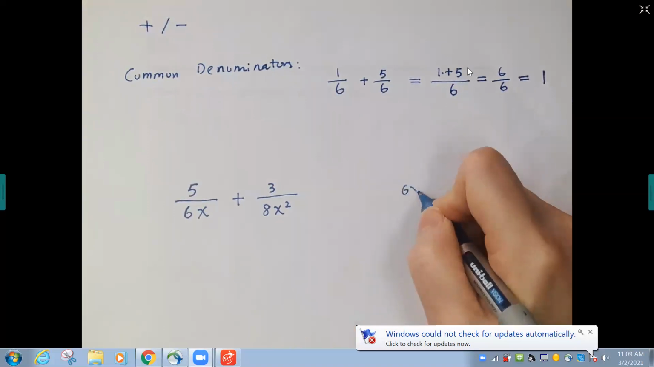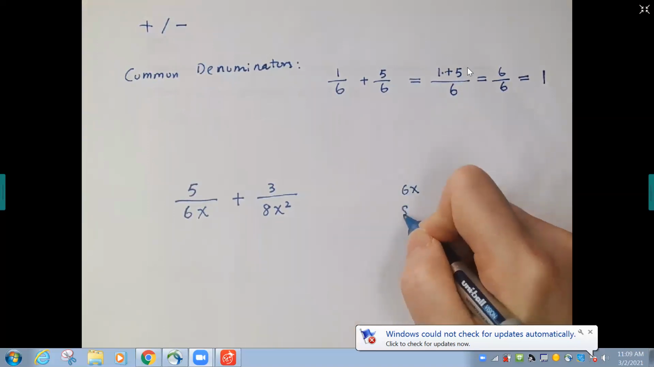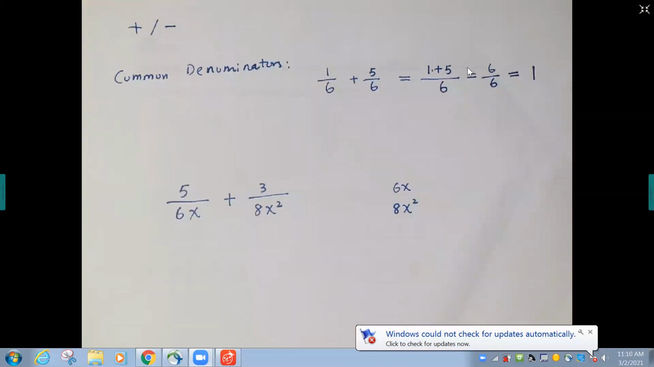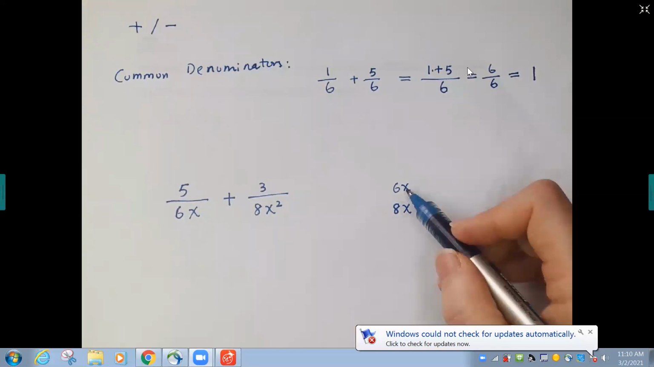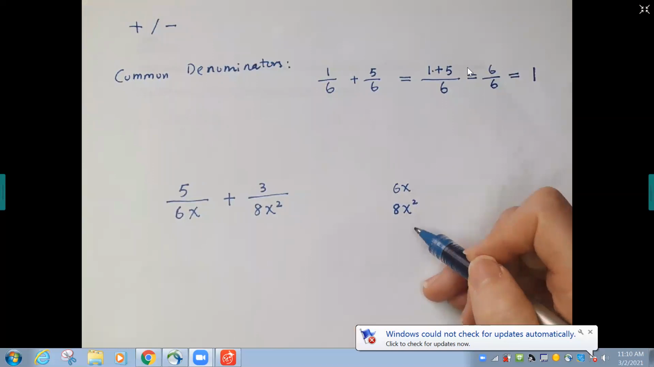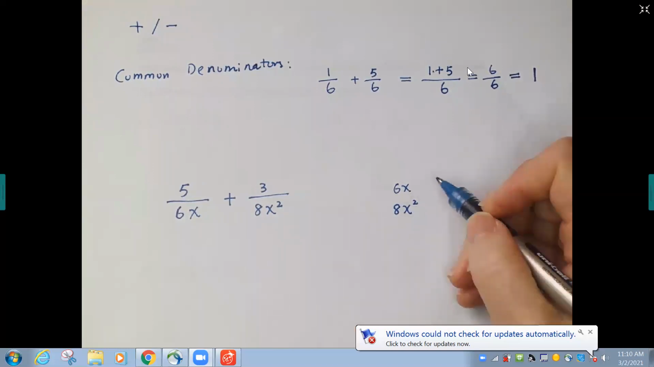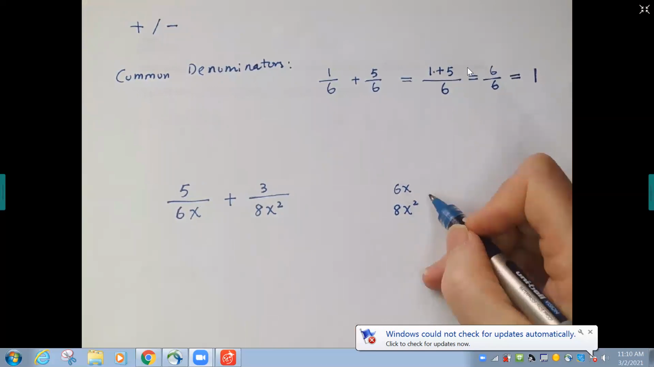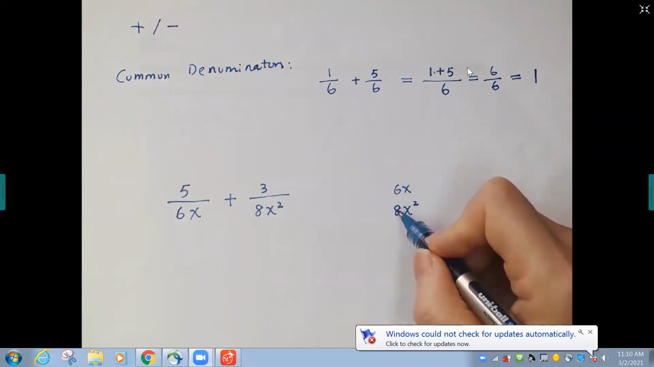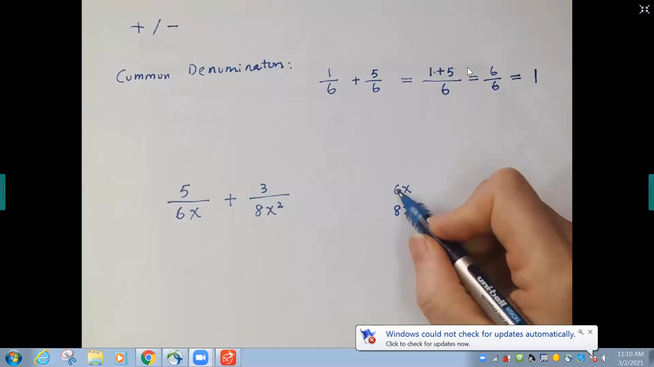Then on my scrap paper, I will write down those two denominators. The first one is 6x. The second one is 8x squared. Then I will try to look for the least common multiple of those two denominators, which will be called the least common denominator. How do we do this? We have done this before. So step 1, we look at the least common multiple for the two coefficients, 6 and 8.